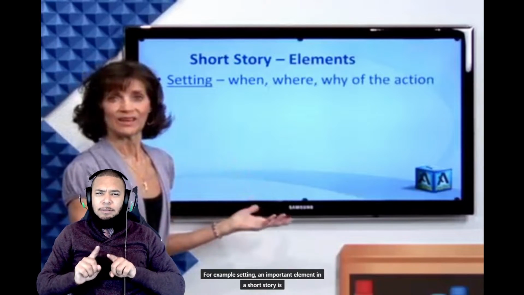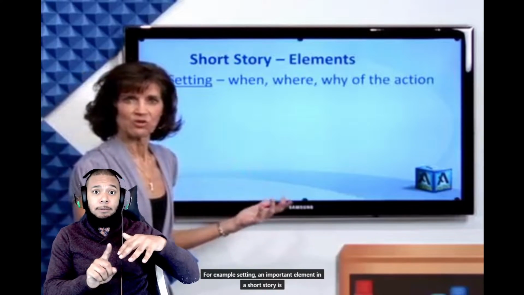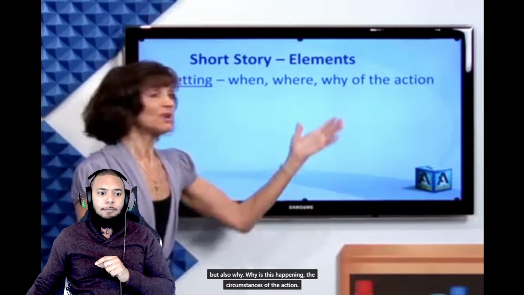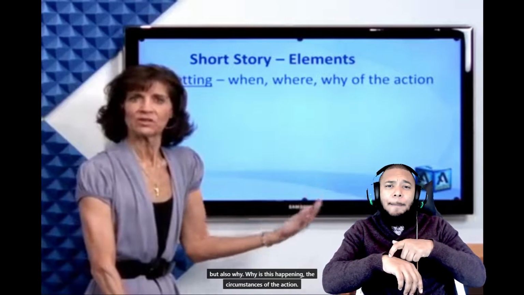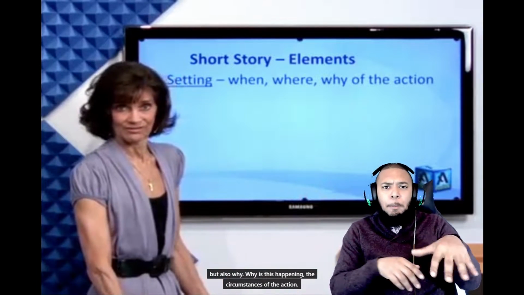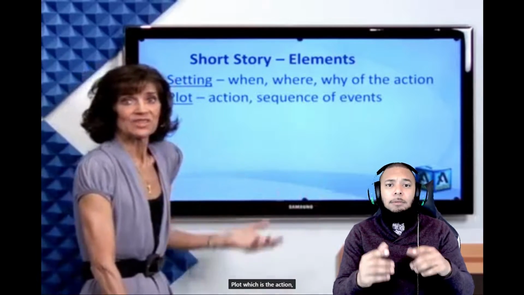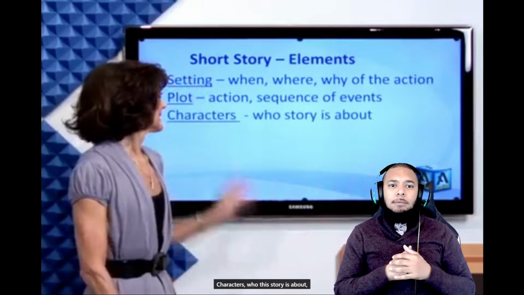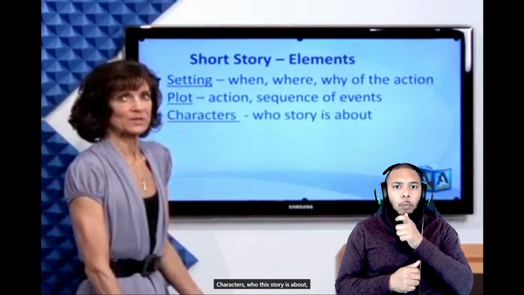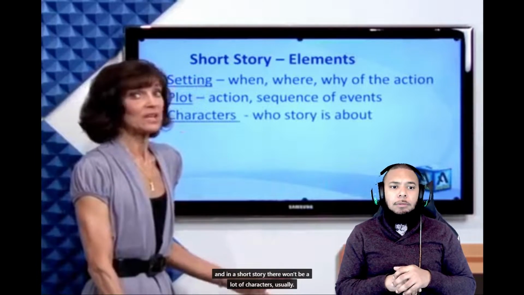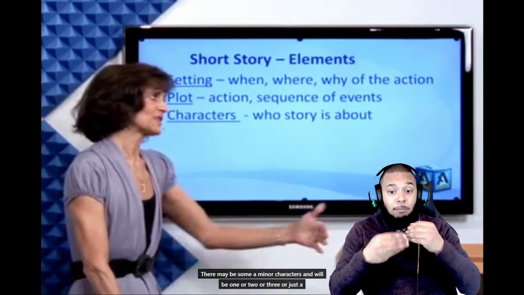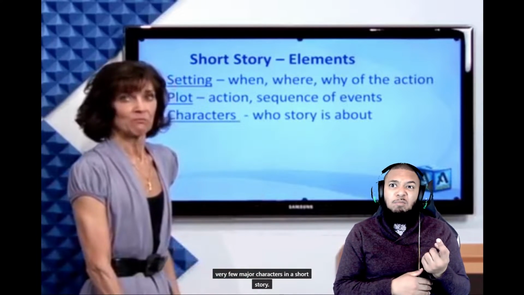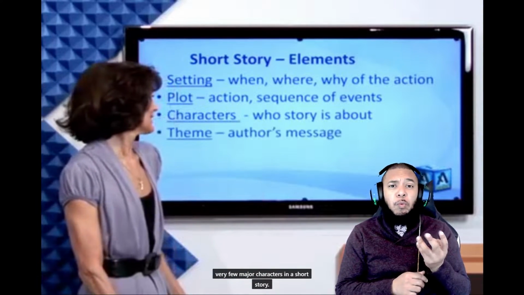For example, setting. An important element in a short story is where it takes place, the time, the place, but also why. Why is this happening? The circumstances of the action. Plot, which is the action, the sequence of events that tell the story. Characters, who the story is about. And in a short story, there won't be a lot of characters usually. There may be some minor characters, and there'll be one or two or three or just a very few major characters in a short story.